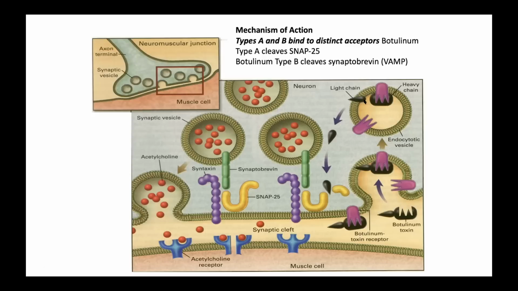The light chain of the botulinum toxin is cleaved, and it exits the vesicle, and then it actually cleaves this protein called SNAP25. And SNAP25 is critical for the synaptic vesicles that contain acetylcholine. Acetylcholine is a neurotransmitter that allows nerve cells to cause muscle cells to contract. It's the impulse for firing the muscle cell that comes from the nerve.